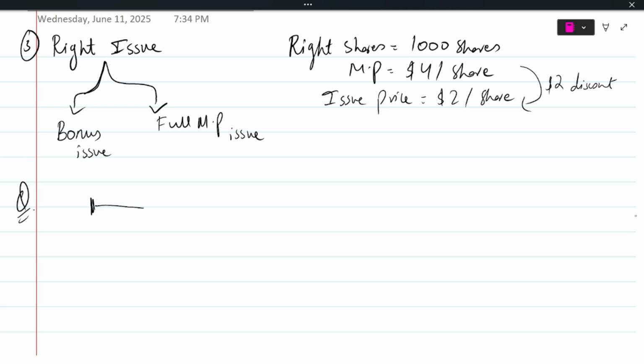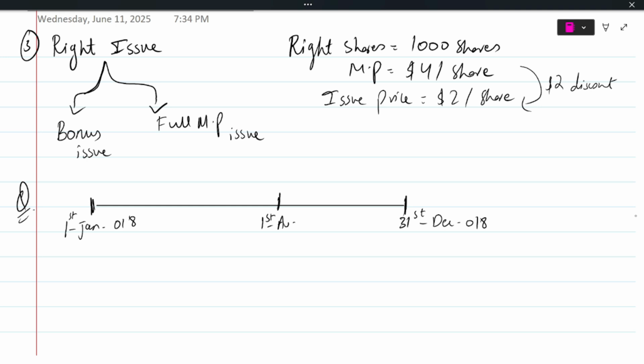Like always, I'm going to draw my year. My year always starts from 1st January and it will end at 31st December. And let's say that on 1st of August, the company does a 1 for 5 right issue.